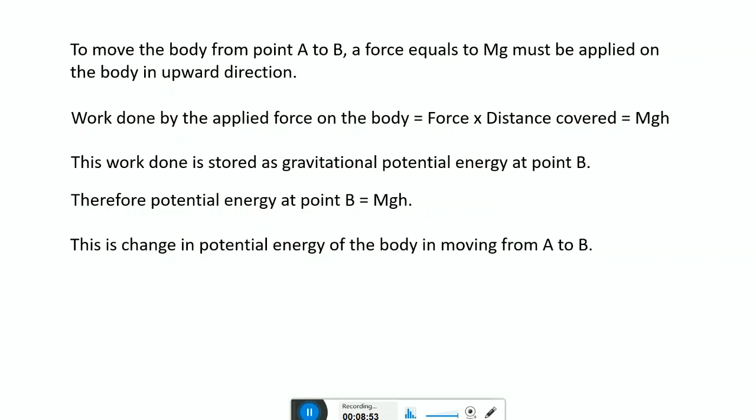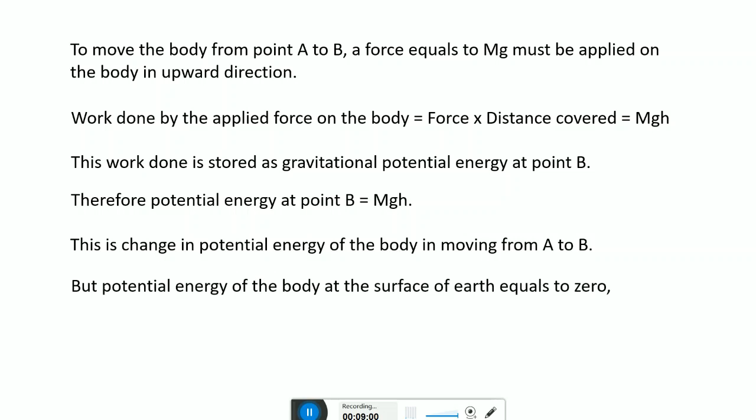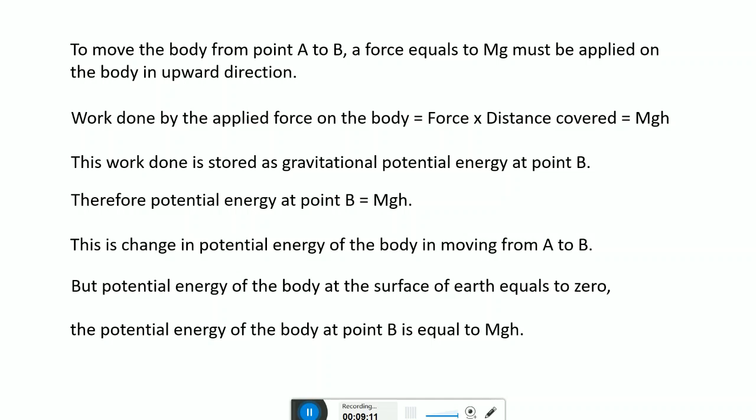This is the change in potential energy of the body in moving from A to B. But the potential energy of the body at the surface of the Earth is equal to 0. The potential energy of the body at point B is equal to mgh. Means at point A it is equal to 0 and at point B it is equal to mgh.